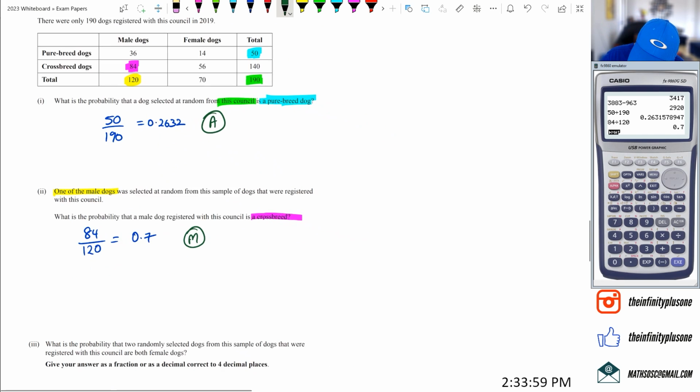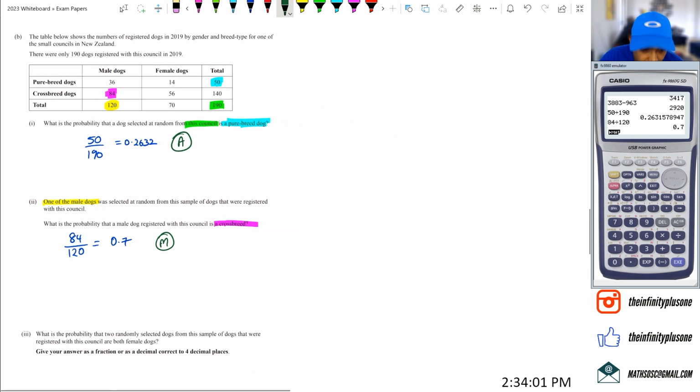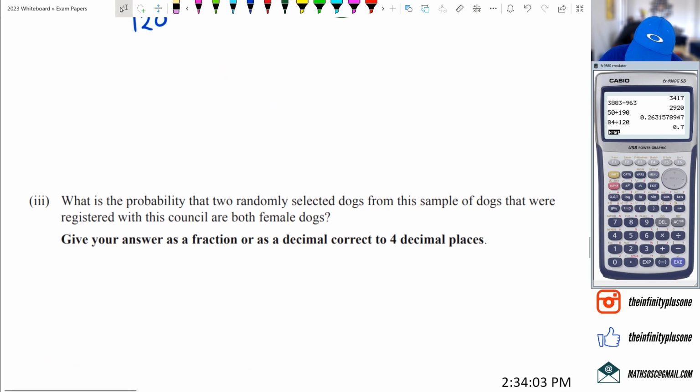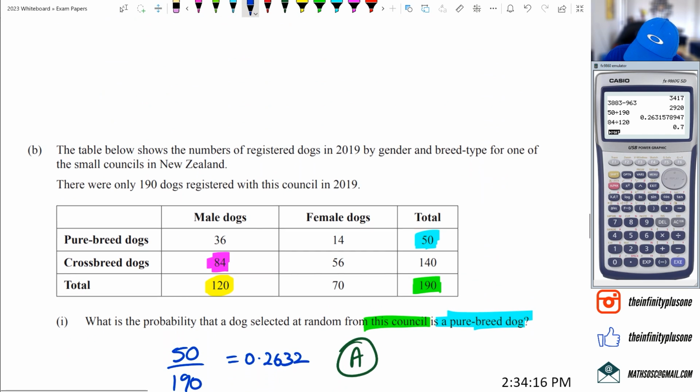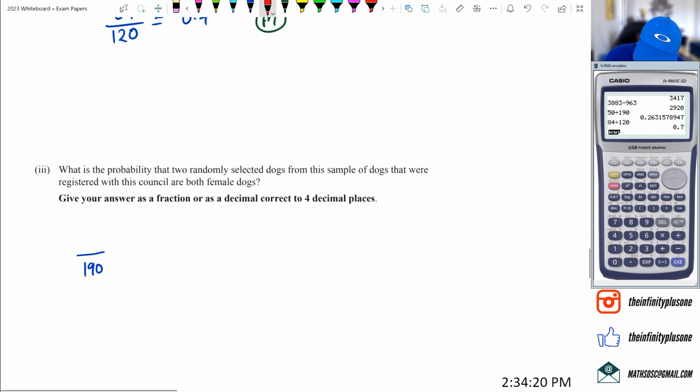Alright, so part 3 of this question. What's the probability that 2 randomly selected dogs from the sample of dogs that were registered are both female? So we've got 190 in total. And how many female dogs do we have? We've got 70 female dogs.